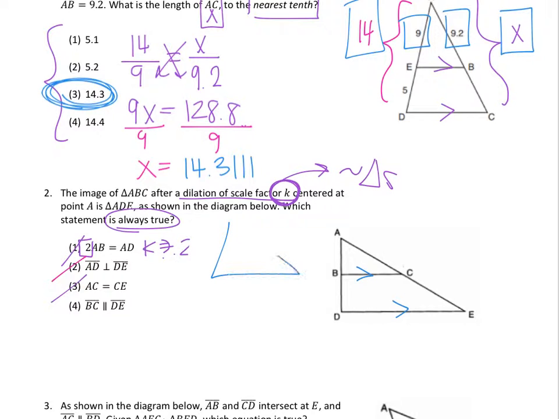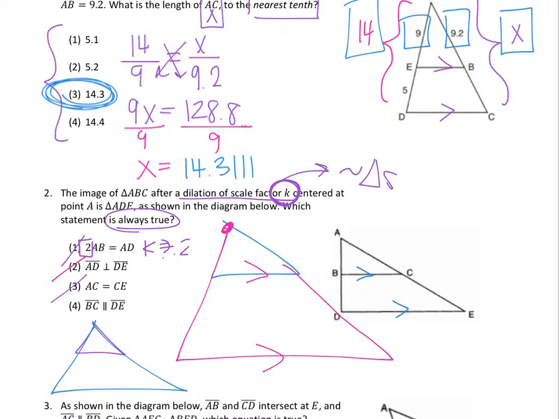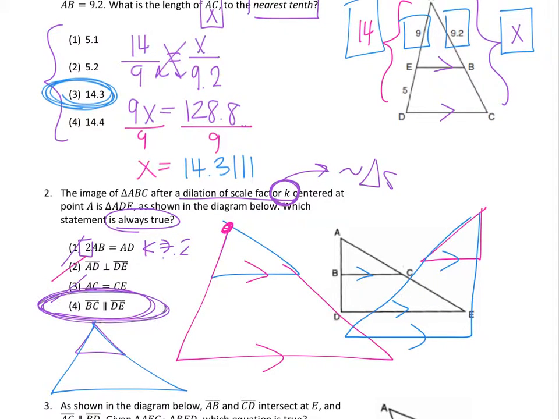if no matter what type of triangle I take and I dilate it by some scale factor from this vertex, then these two sides are always parallel, those two bases. It doesn't matter, again, what type of triangle we start with. I'm just drawing a bunch of them to give you those examples. These two bases are always parallel. So for number 2, we should be choosing choice 4.